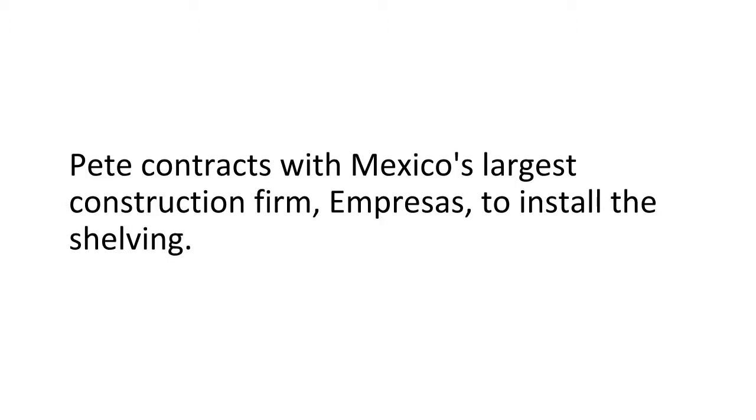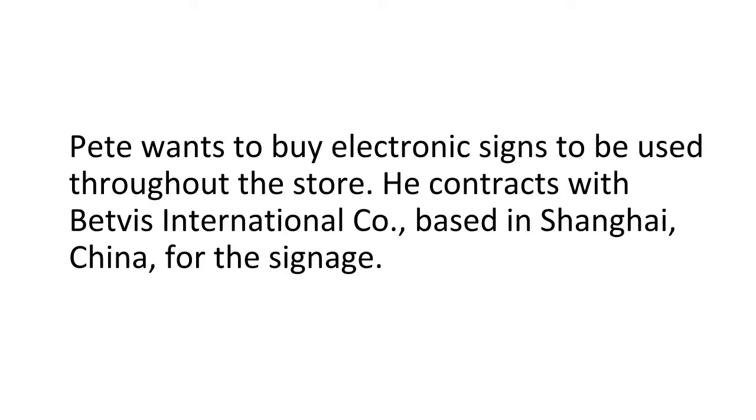The Uniform Commercial Code governs the sale of goods. Pete contracts with Mexico's largest construction firm to install the shelving. Again, this is a service contract. Anytime you see a construction contract, you can assume that it's a service contract. Pete wants to buy electronic signs to be used throughout the store, so he contracts with a company based in Shanghai, China for the signage. This is a commercial sale of goods between merchants who are based in different countries. Therefore, this would be covered by the CISG.